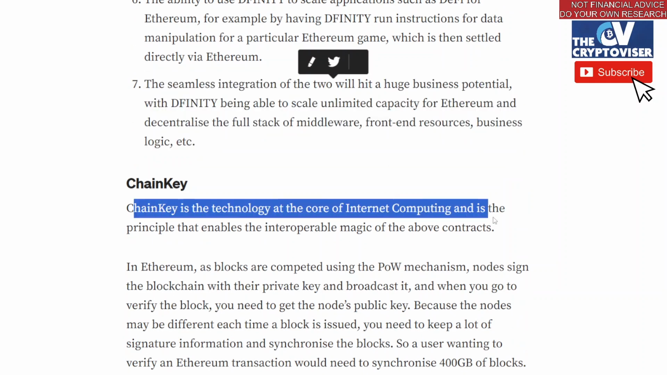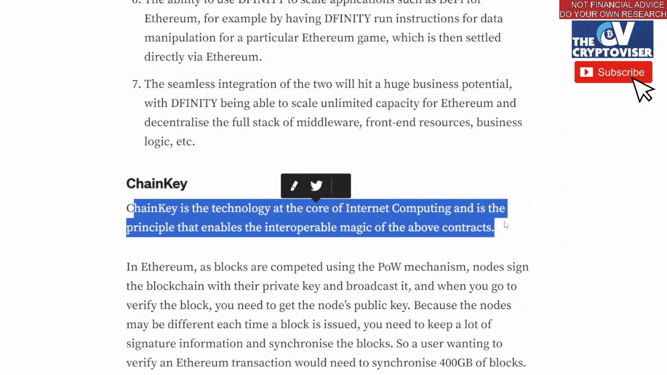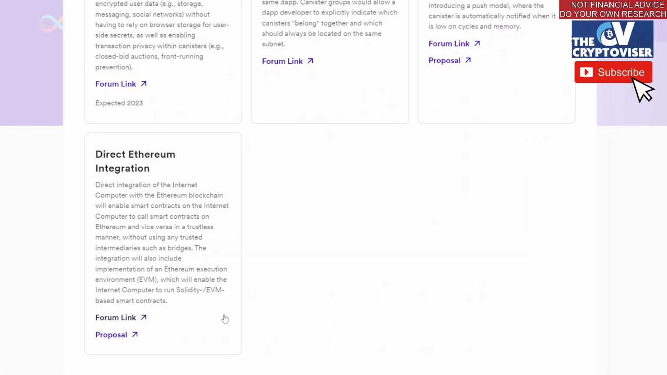Chain key is the technology at the core of the Internet Computer and is the principle that enables the interoperability magic of those above contracts. So again, there is the ability to interoperate. Currently, it's with Bitcoin. They're currently working on the direct Ethereum integration.